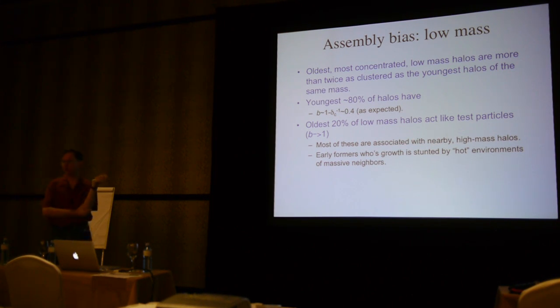And so what you find is that most of these guys are actually associated with nearby high mass halos. And if you look at what's happening, you can go into the simulations and show that these were things that formed early and were on their way to becoming a massive halo, but they formed right next to something even bigger. And the big neighbor kind of took the mass that would have accreted onto them and left them. They formed early, but then their growth was shut off. And so their growth is stunted by the hot environment of their massive neighbor. So they formed early, they're in an overdense regime, and they've been acting like a test particle. And so it's this split between the 80% of things doing what you expect, and the 20% of them that have a bias that's twice as large that gives you this interesting assembly bias.